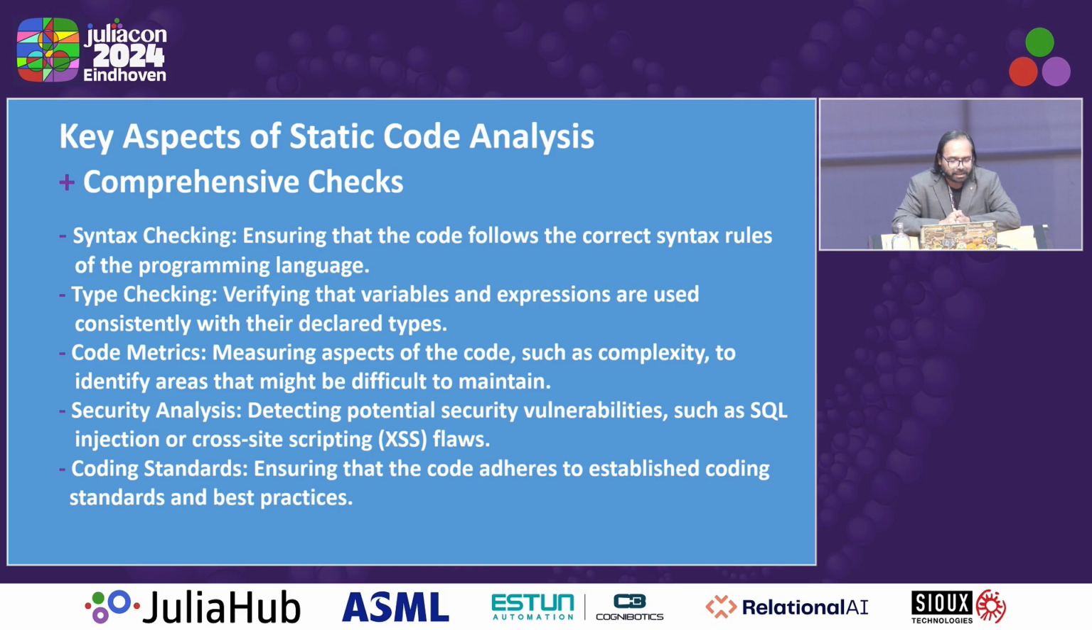The next is type checking, verifying that variables and expressions are used consistently with their declared types. Then we have something called code metrics, measuring aspects of the code such as complexity and identifying the areas that might be difficult to maintain. Then we also perform security analysis, detecting potential security vulnerabilities such as SQL injection and cross-site scripting flaws. Then coding standards, ensuring that the code adheres to the established coding standards and best practices.